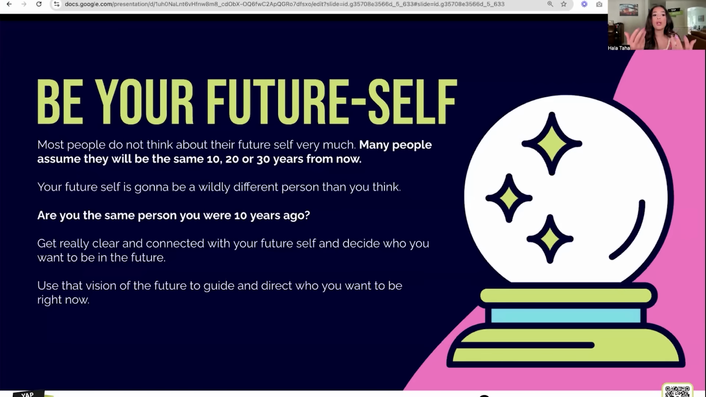You want to then set measurable goals based on your future self. You want to align your daily habits and decisions with your long-term aspirations. You want to continue to visualize your future self and maintain clarity and motivation. And before you make any decision, you want to ask, what would my future self do? Right? That is going to be your compass of making decisions. Would my future self do this? If not, then don't do it.